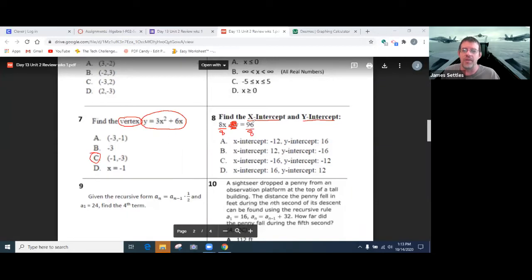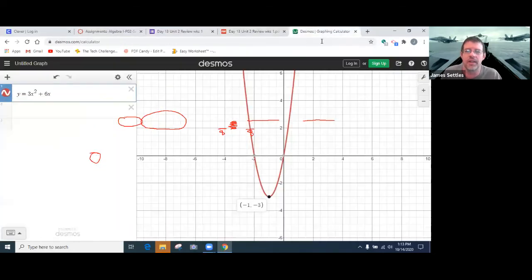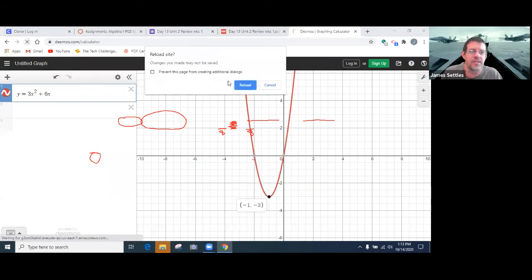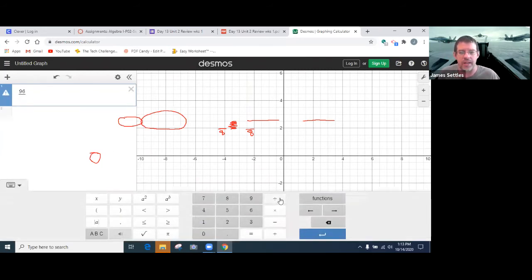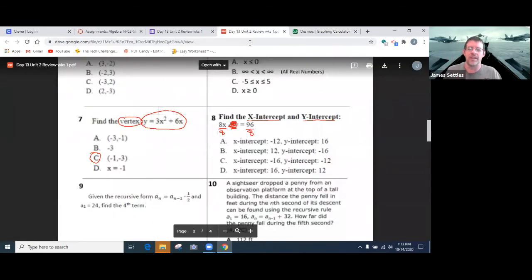And so if I do 96 divided by 8, let's go to our calculator real quick, and I'm going to reload this. If I just quickly do 96 divided by, remember divided by will be right here, divided by 8, I get 12 right there. And take a look. Do I have an x-intercept that's 12? B. Okay, a nice little easy trick to get that answer.